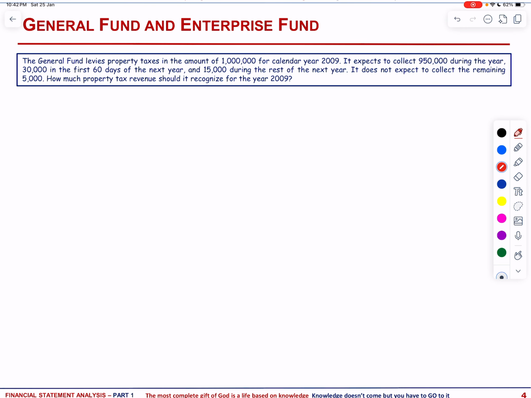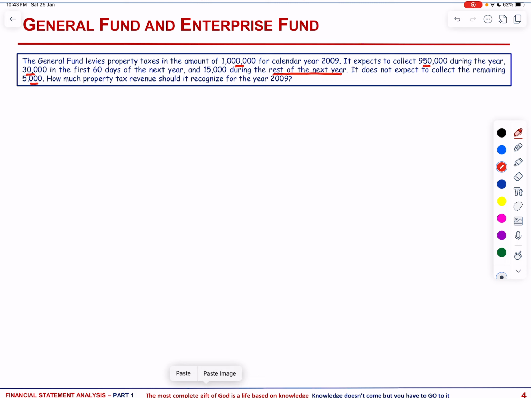The general fund levied property taxes in the amount of 1 million for the calendar year 2009. It expects to collect 950,000 during the year, 30,000 in the first 60 days of the next year, and 15,000 during the rest of the next year. It does not expect to collect the remaining 5,000. So, how much property tax revenue should be recognized for the year 2009?